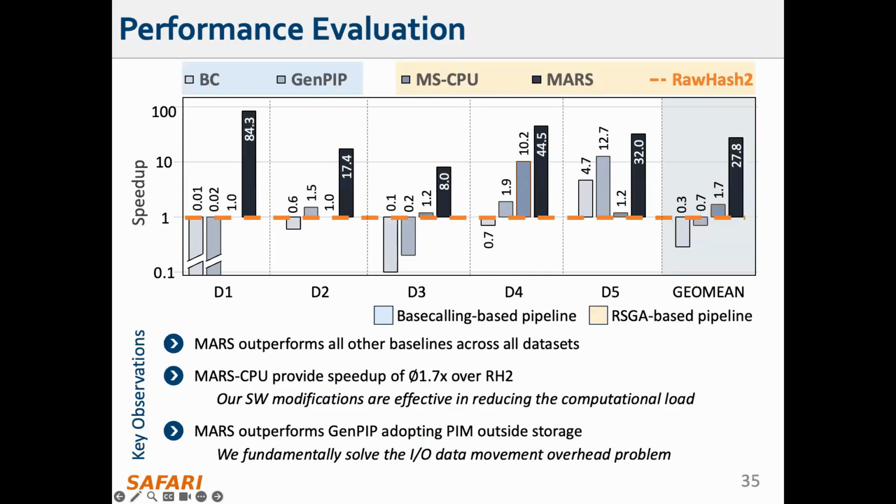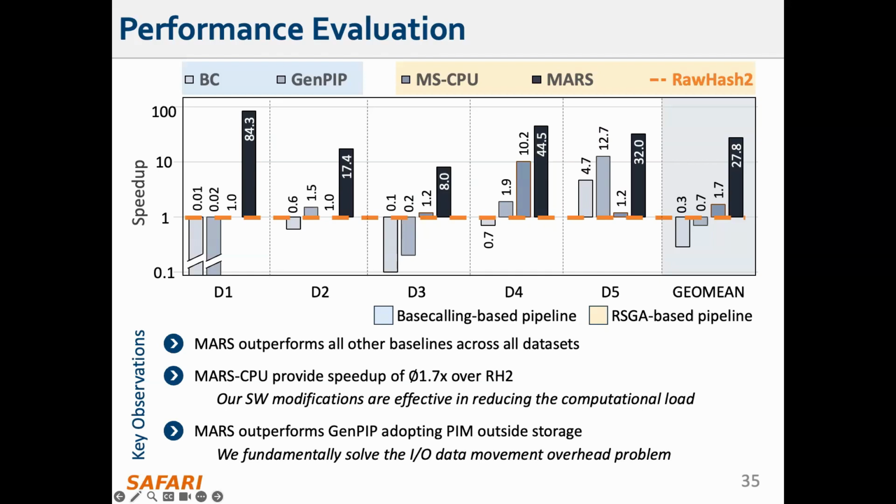We start by conducting a performance evaluation, and we continue here to use the same 5 real-world genomic data sets that we used in the accuracy experiments. And here you can see the speedup of all baselines over the CPU-based RowHash2 implementation, so the RSGA state-of-the-art CPU implementation. And we observed that Mars outperforms all other baselines across all 5 data sets.